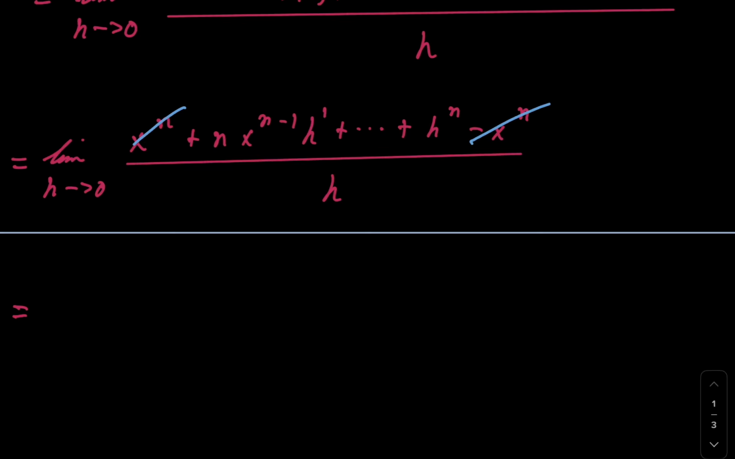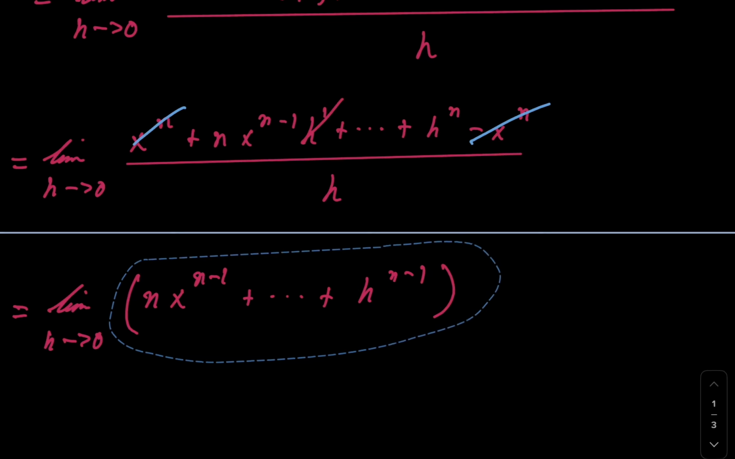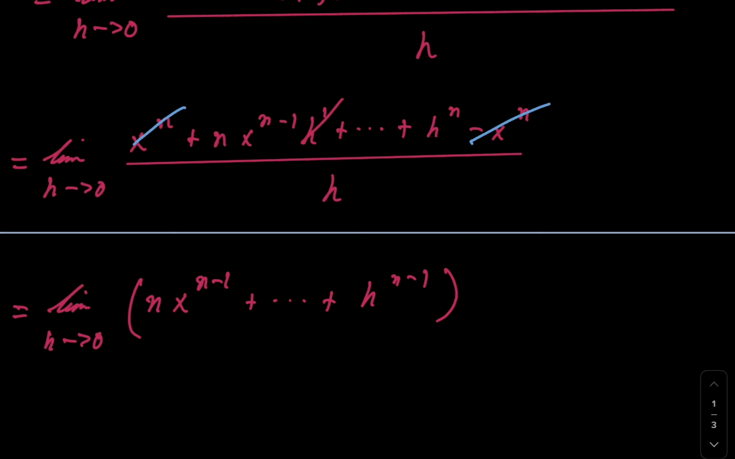So this is going to equal the limit as h approaches 0 of n times x to the n minus 1. This h is going to disappear, so you're not going to have this h anymore. And then we're going to have plus dot dot dot. All the intermediate terms that have an h in them are going to be reduced by 1 power. And then we're going to have h to the n minus 1. And then let's put some parentheses here because now we have a sum.